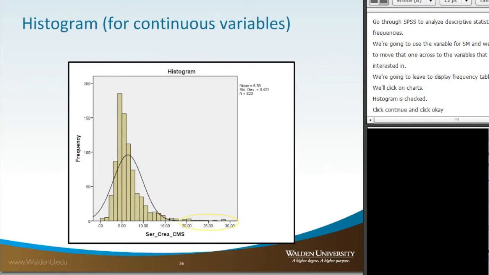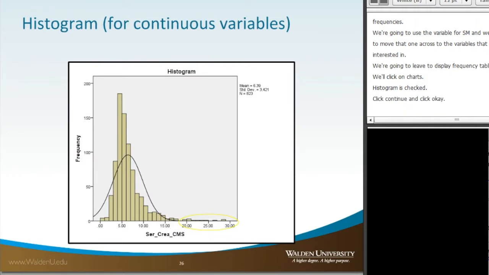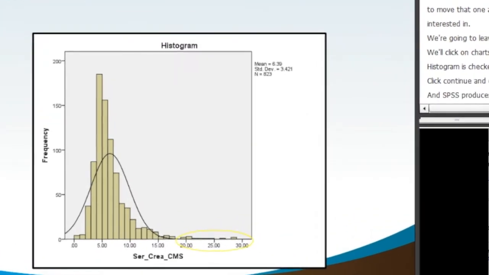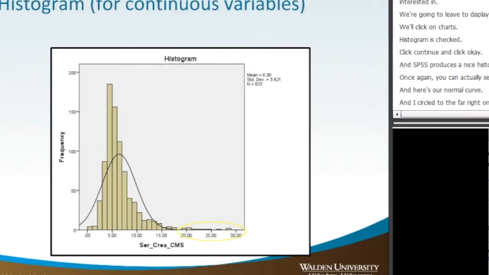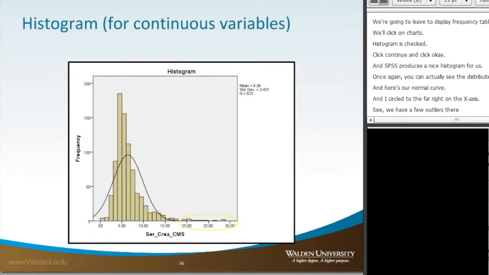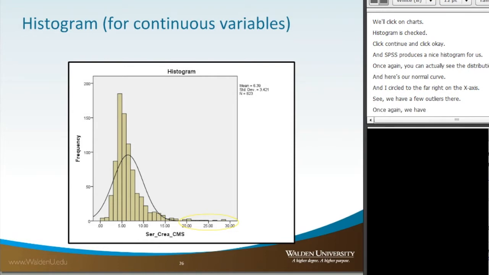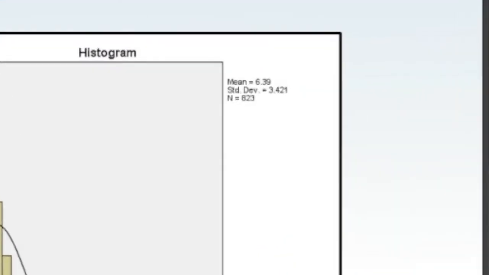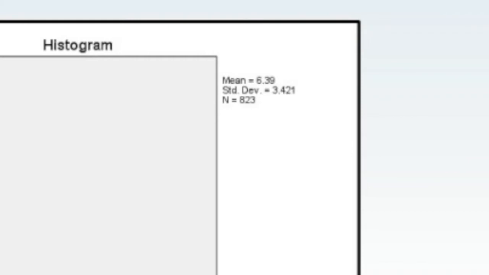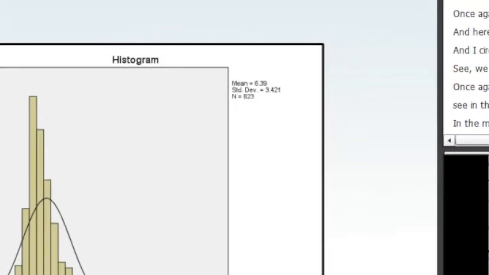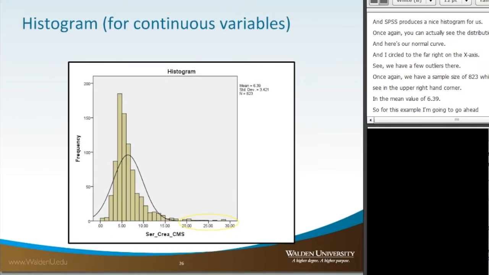And SPSS produces a nice histogram for us. Once again, you can actually see the distribution, and here's our normal curve. I've circled to the far right on the x-axis that you can see we do have a few outliers there. Once again, we have a sample size of 823, which you can see in the upper right-hand corner, and the mean value is 6.39. So for this example, I'm going to go ahead and just leave those outliers there.